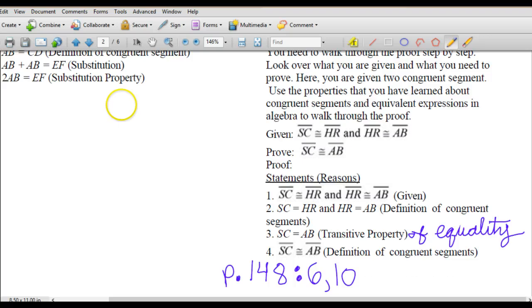So this would be a good time for you to try numbers 6 and 10 on page 148.